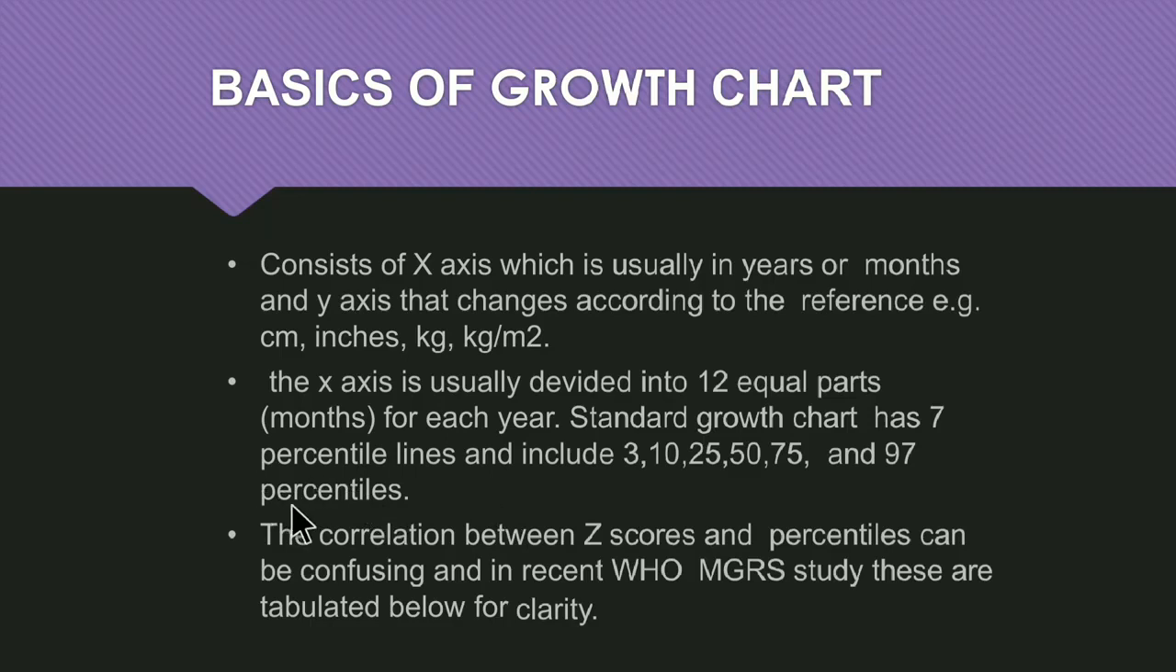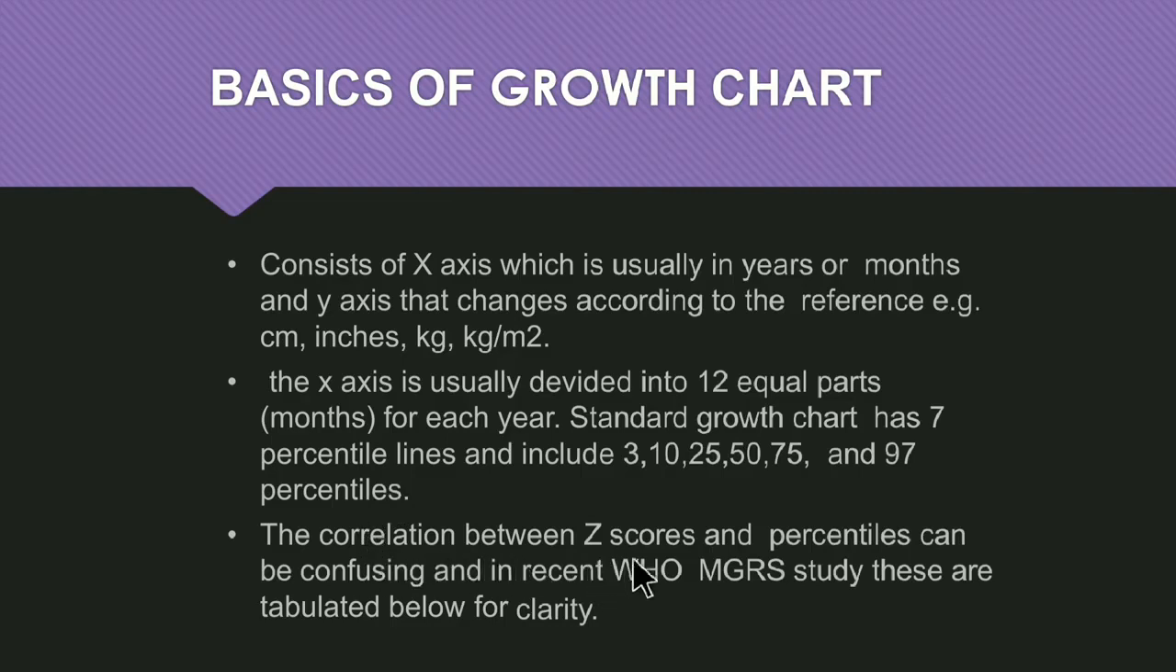Now what are percentiles? Many of the students might be knowing percentiles, but just a refresh of it. What is percentile? Suppose we take 100 children in this study. Then the third child will be third percentile, the 10th child will be 10th percentile, and so on and so forth. And the 97th child will be the 97th percentile of that study. So percentile is out of 100% of the data that has been collected.